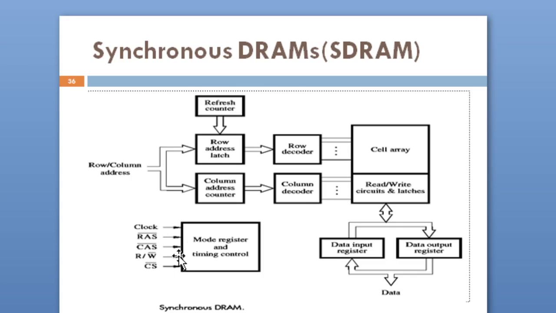Then we have a read or write line which indicates whether it is a read or write operation. If it is a read operation, it selects the data output register. If it is a write operation, it selects the data input register. Then we have a chip select line which carries the chip select signal to select the particular chip from where the processor wants to fetch the data. So these are nothing but synchronous DRAM.